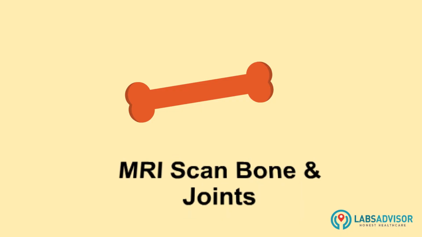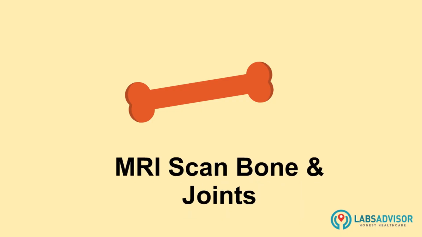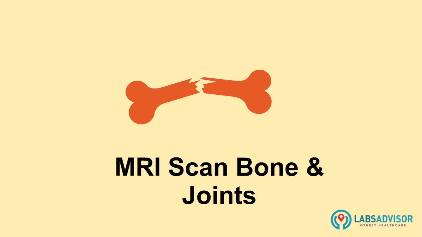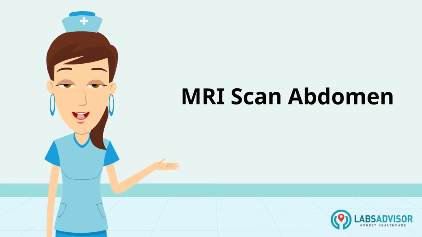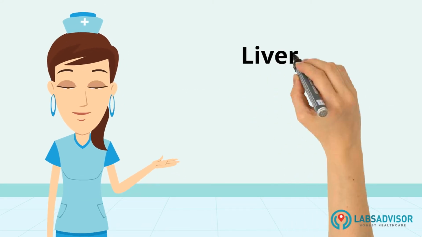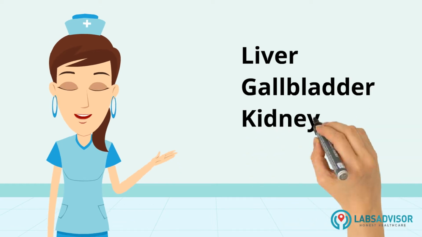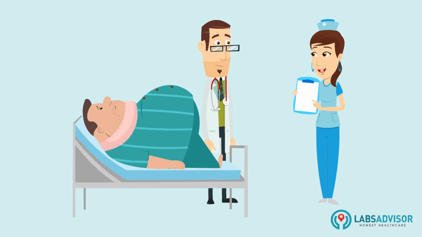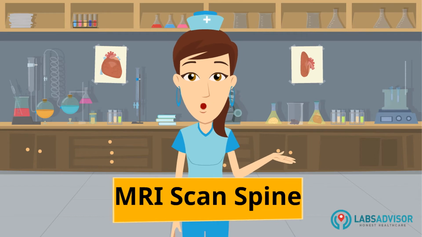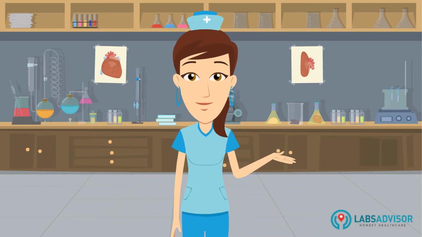The next type is MRI scan bone and joints. This type of MRI is done to detect bone-related problems and abnormal tissues in the bone. The next type is MRI scan abdomen. It is done to detect abnormalities in the liver, gallbladder, kidneys, and pancreas. It is also done on patients who are receiving or giving organs to rule out any complications. The next type is MRI scan spine. It is done to diagnose abnormalities in the nerves of the spinal cord, such as spinal stenosis and tumor.